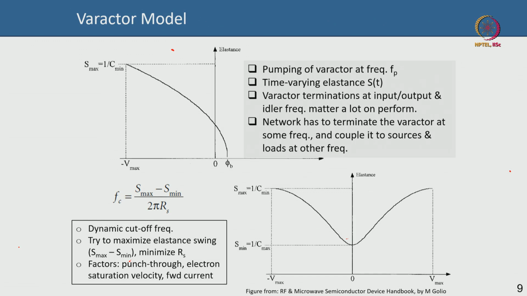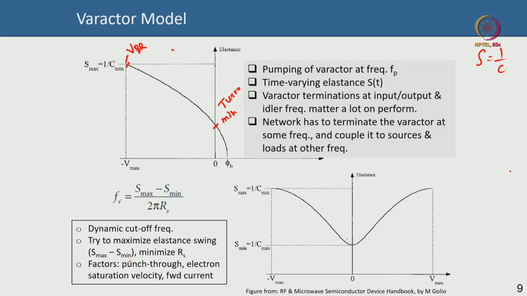So this was the last slide that we had discussed in lecture 9. If you remember, we said that elastance S is the inverse of capacitance. So if the capacitance goes to a maximum, then the elastance goes to a minimum here, and if the capacitance goes to a minimum here, the elastance goes to a maximum here, and this is the point where the device will break down. This is the point where the diode will turn on.